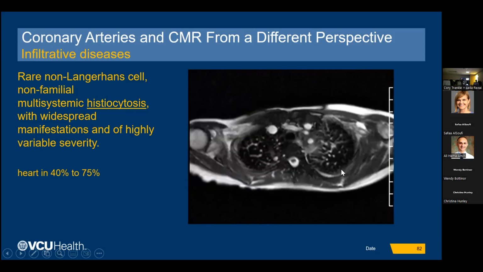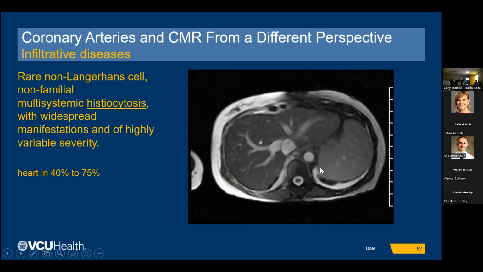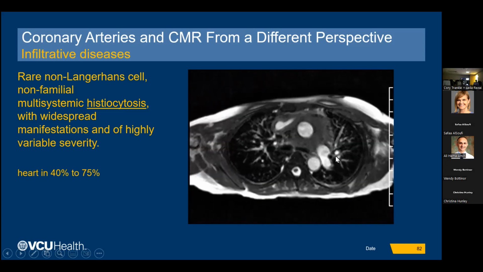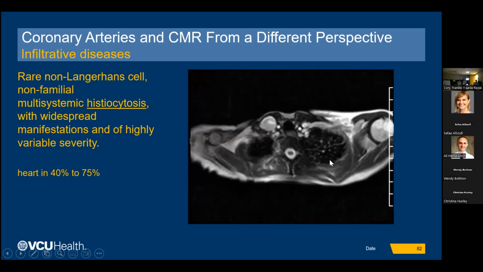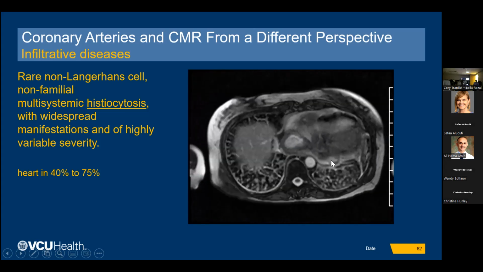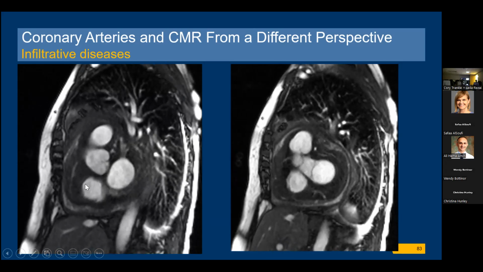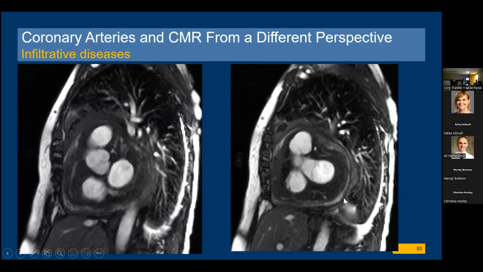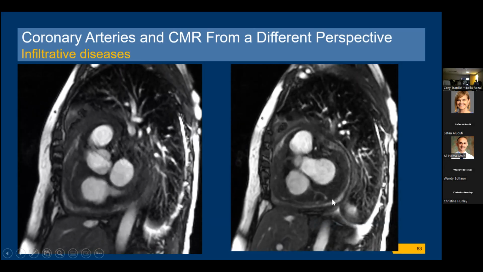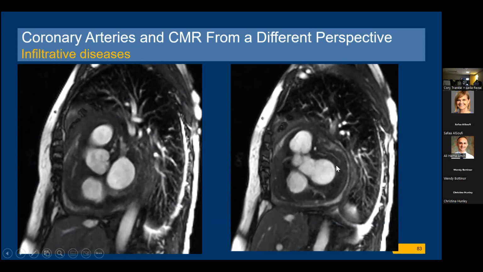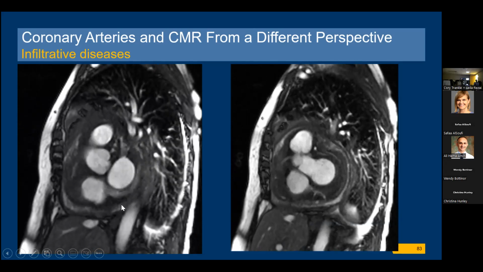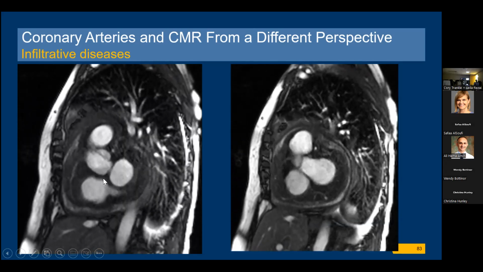So this is a case of Erdheim-Chester. This is the fifth sequence and shows extensive infiltration around the heart. It appears to be hypo signal or hypointense on the sequence. Here again, we see that the heart is infiltrated all around. We have thickening of the pericardium, a little bit of pericardial effusion, and very wide, vast infiltration and encasement of the coronary arteries.